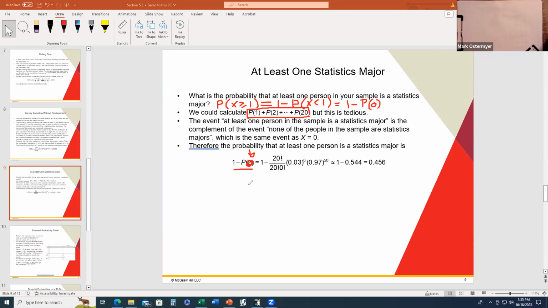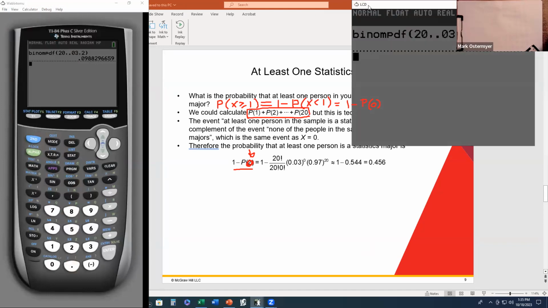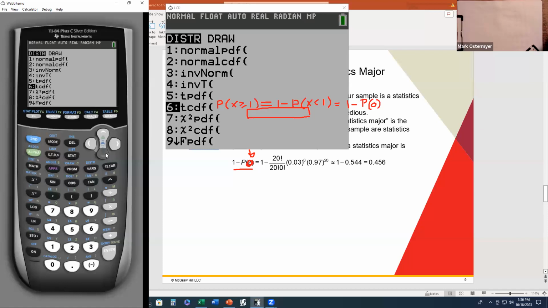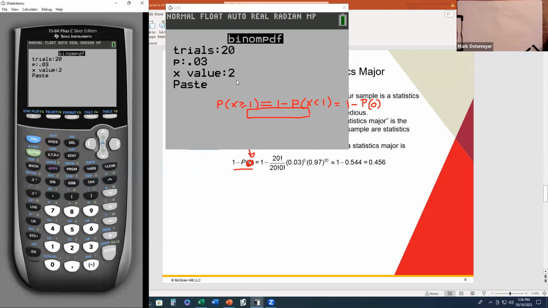So how do we do this on our calculator? Well, I'm going to show you now how we do this on the machine. We bring up our calculator, and all we've got to do is clear our screen and type in 1, subtract. And now we've got to go get the binom PDF function. So 1 minus second vars binom PDF. How many trials here? There's 20 students randomly selected from the population of students on the university campus. The probability of selecting randomly a stats major, we were told, was 0.03.